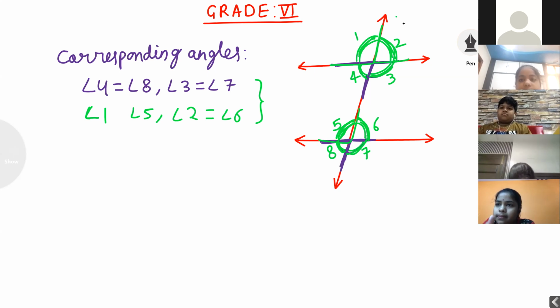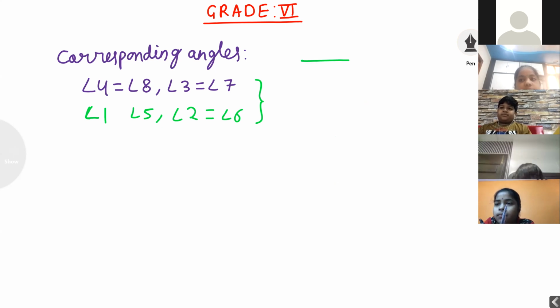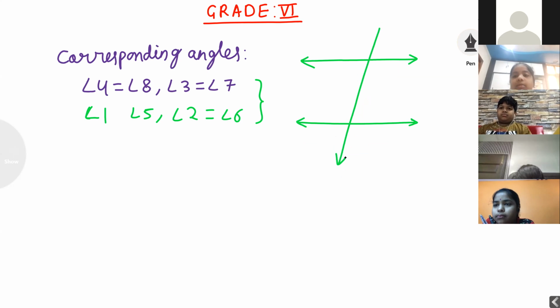Now I am explaining about vertically opposite angle. This concept is very easy. If one angle is opposite to another angle, that is called vertically opposite angle. Suppose this is angle 1. Angle 1 is opposite to angle 3. Any angle we can mention. Angle 4 is equal to angle 5.